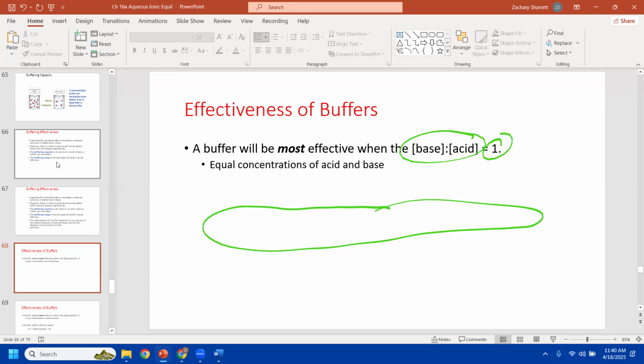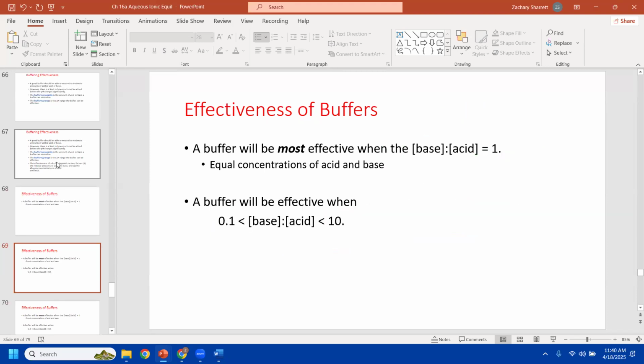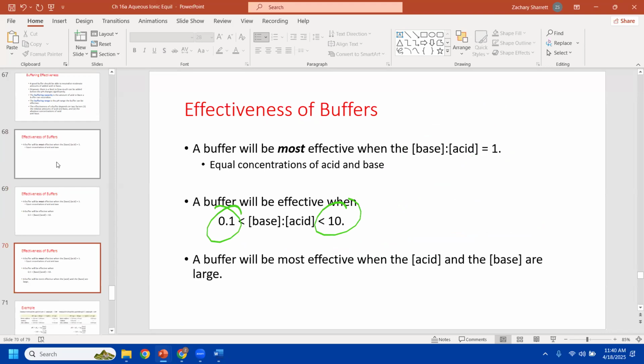So to keep this ratio as close to 1 as possible, an effective buffer will be when the base to acid ratio is between 0.1 and 10. You shouldn't have more than 10 times the amount of one over the other. A buffer will be most effective at that 1-to-1 ratio, but if you have a 0.1-to-1 ratio or a 10-to-1 ratio, it's still pretty decent. Once you have more than 10 times of the other, it's a pretty poor buffer, though it could still be effective if you know you're only adding the thing that you have more of.